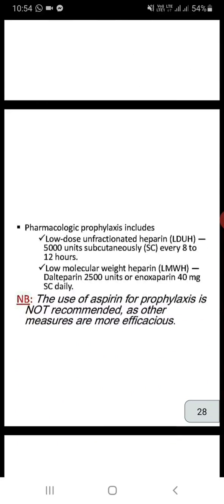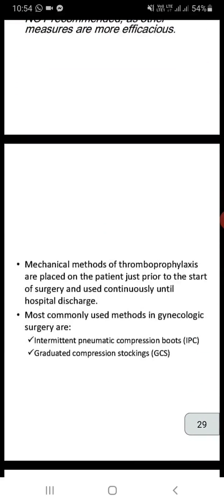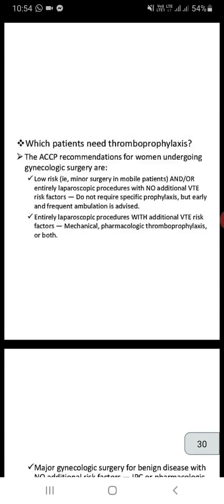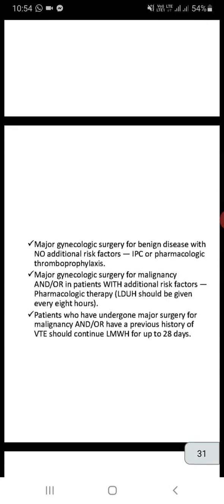Thromboprophylaxis reduces the incidence of symptomatic thromboembolism. The types of thromboprophylaxis are pharmacological or mechanical. Pharmacological prophylaxis includes low dose unfractionated heparin, low molecular weight heparin, then aspirin. Then mechanical methods are placed on the patient just prior to the start of the surgery. The most commonly used methods in gynecological surgery are intermittent pneumatic compression boots and graduated compression stockings. Then, just for awareness, all these things have been added. Then major gynecological surgery for benign disease with no additional risk factors, major gynecological surgery for malignancy, and patients who have undergone major surgery.